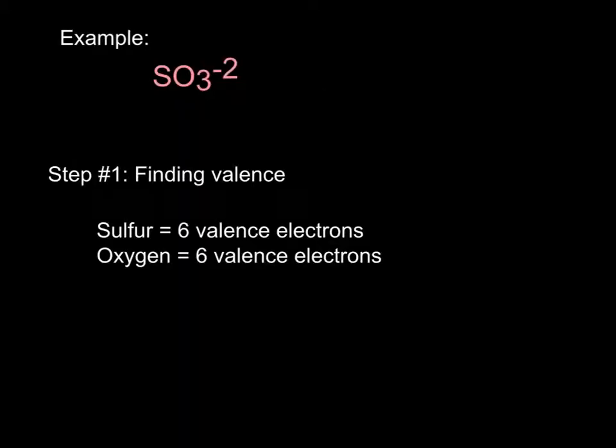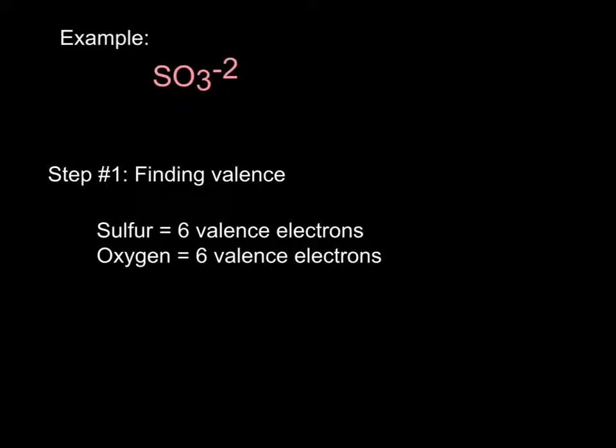So now that we know what a polyatomic covalent ion is, let's go over their Lewis dot diagrams with an example. This example is SO3 with a -2 charge, and for right now we are going to leave this -2 charge alone and focus on the rest.